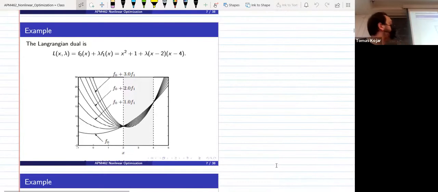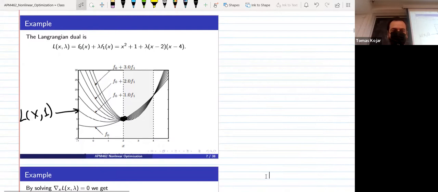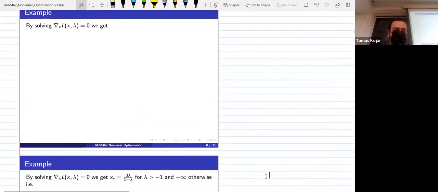Here's a nice picture I found. So as you vary lambda, you get different graphs of the Lagrangian. So this guy over here would be L of x, lambda 1. So these are the different Lagrangians. And why do we care about this? Because the minimizer will give you the dual function, right? But let's do it by hand.